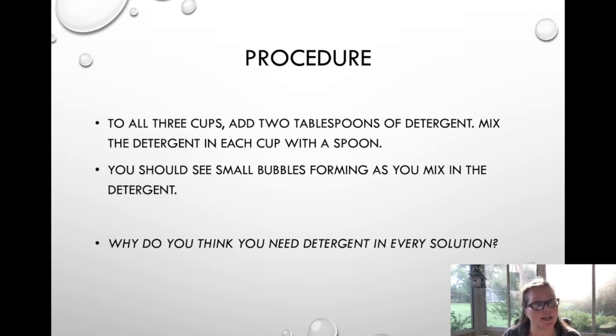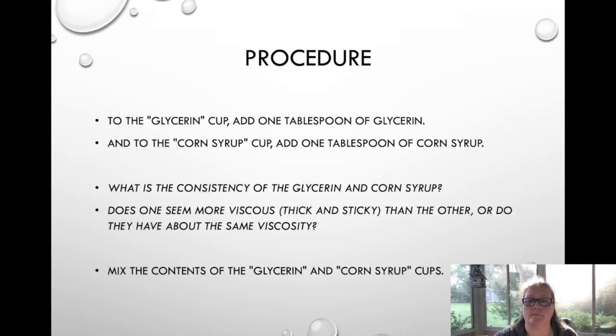So notice we are testing corn syrup and glycerin. So one of the cups is your control. So all 3 start exactly the same. Then in the glycerin cup, you're going to add a spoonful of the glycerin. Put that in there and stir it up. Take your spoon out. Wash your spoon. Make sure it is totally clean. Yes, you can use a different spoon. I tend to just clean in between.